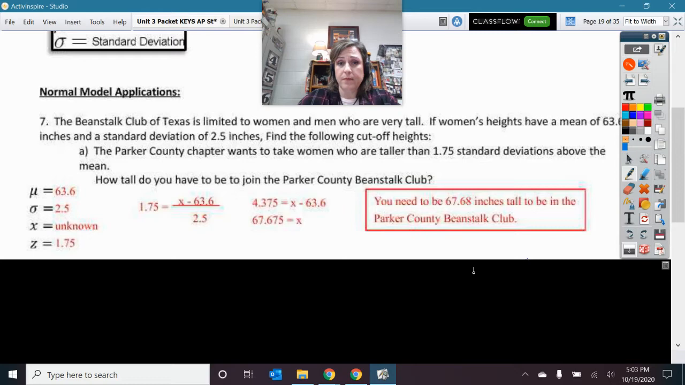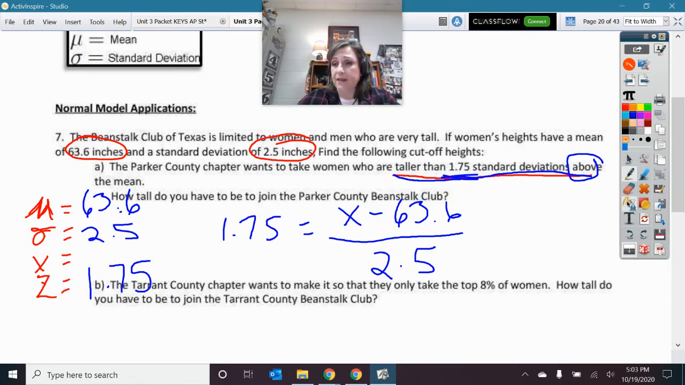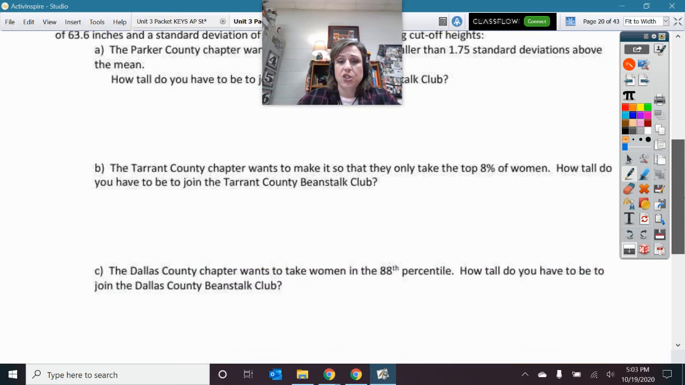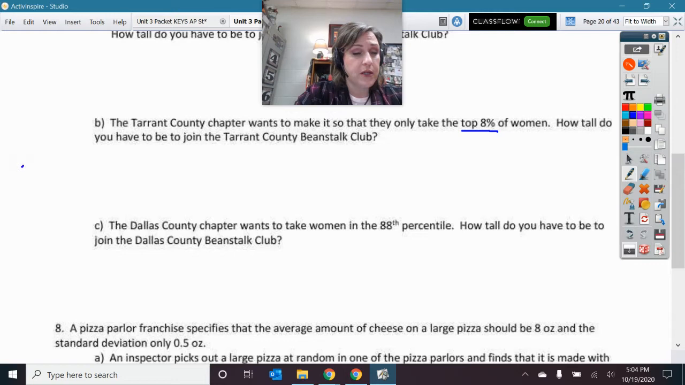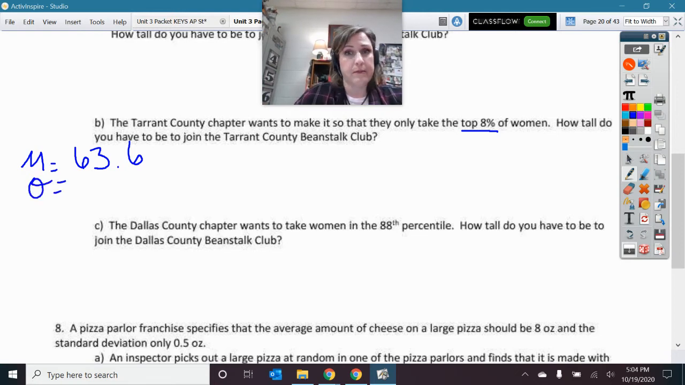All right, the next one gives us a little bit different information. Here we have this. To be in the Tarrant County Beanstalk Club, they will only take the top 8% of women. All right, so let's talk about what we have and figure out how we can find the part we don't. So we know our mean was 63.6. We know our standard deviation was 2.5.